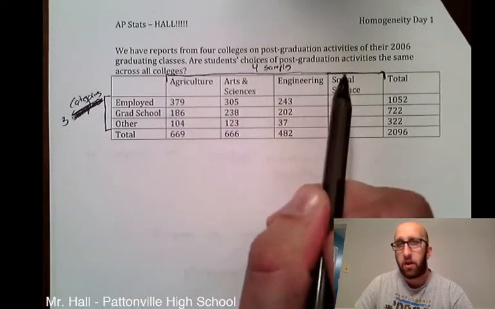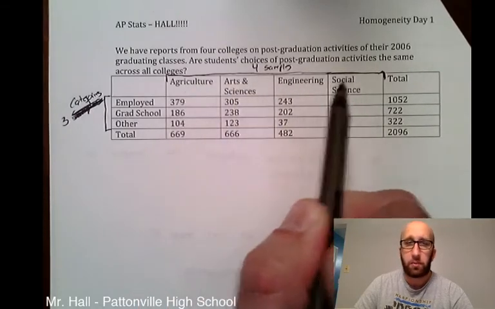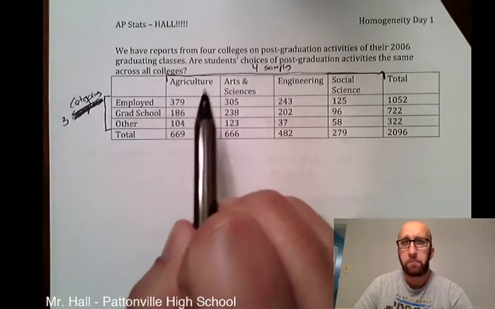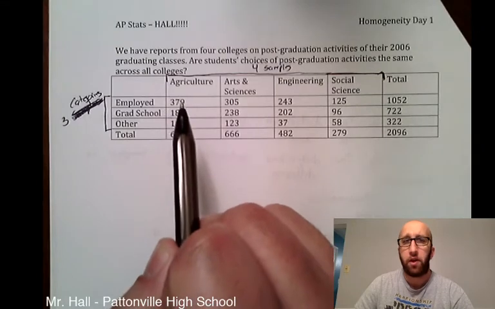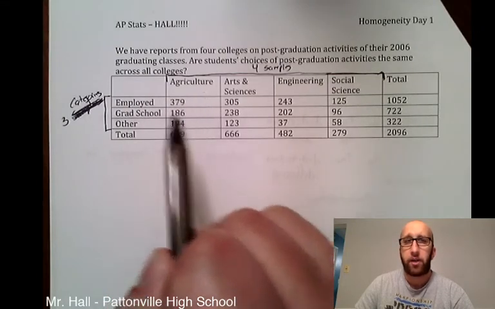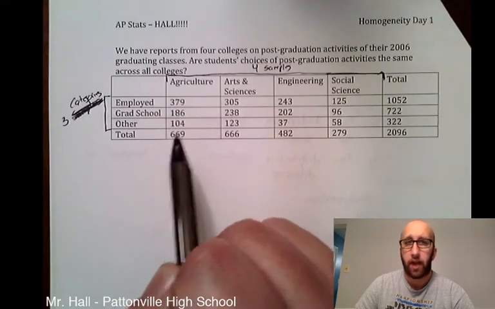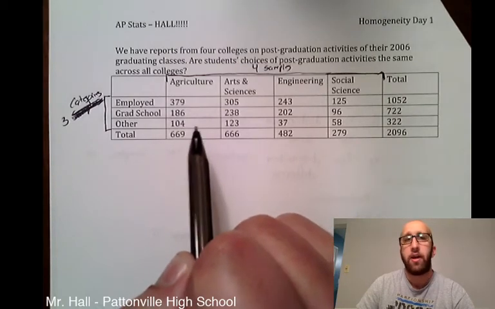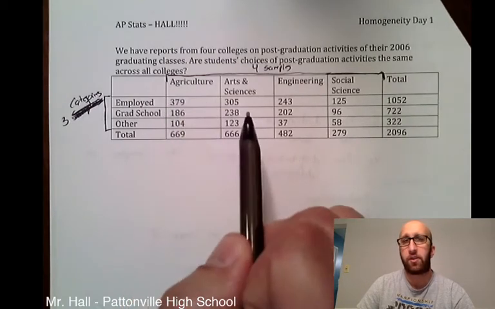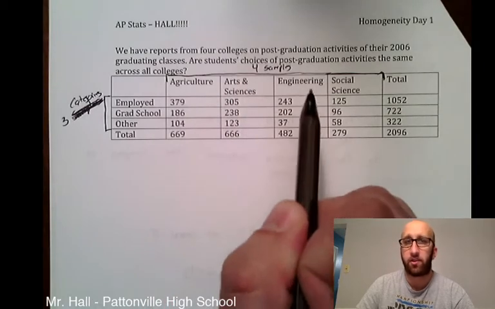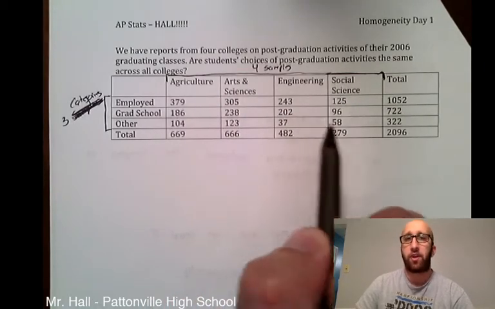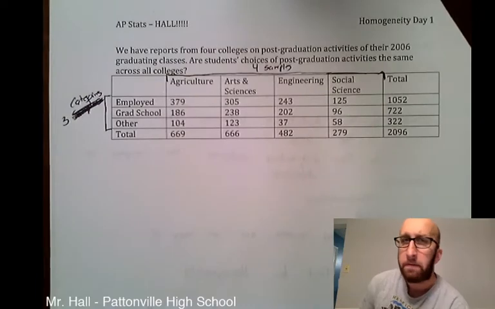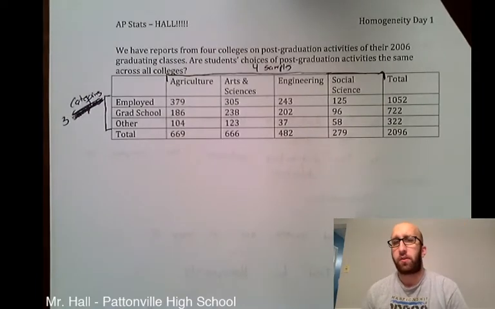So we have 4 samples, which is really coming from 4 populations, and we're checking, does the breakdown match up for the 3 different categories? Does the distribution of people that went employed, grad school, and other, is that the same in agriculture as it is with arts and sciences, as it is with engineering, as it is with social sciences? That's what we're out to find out.